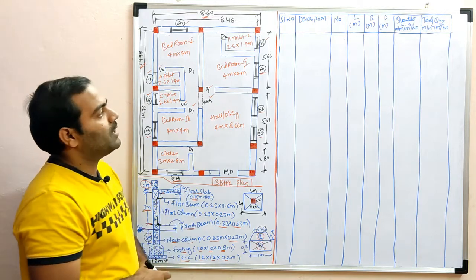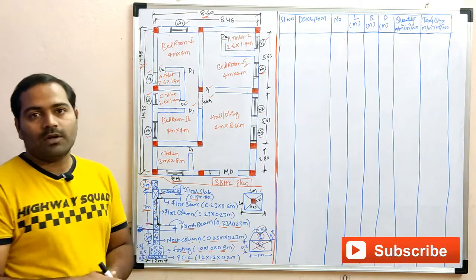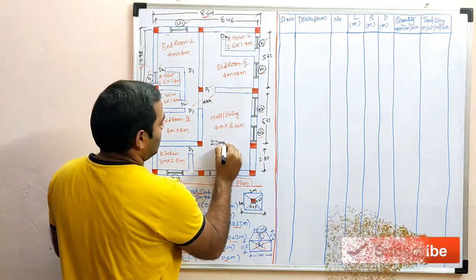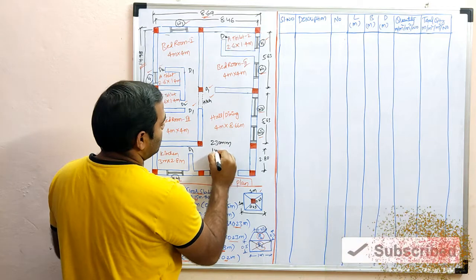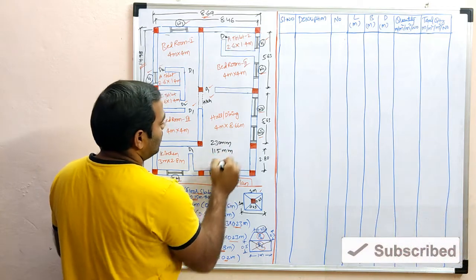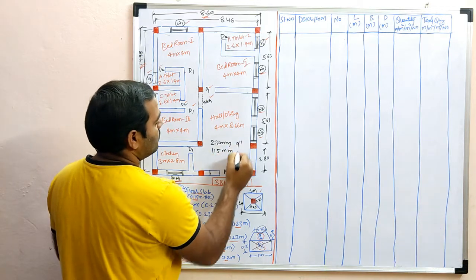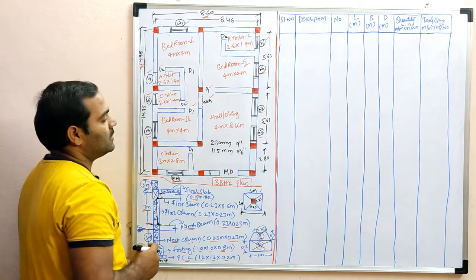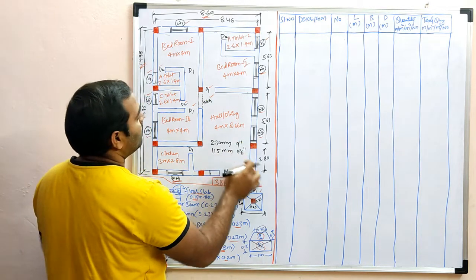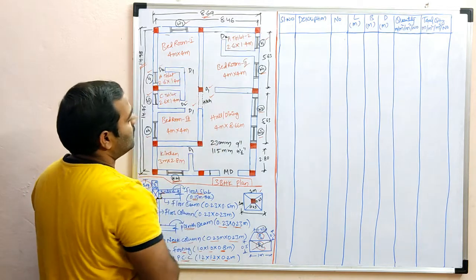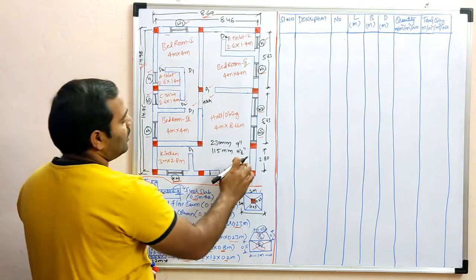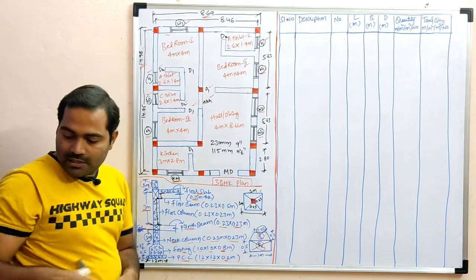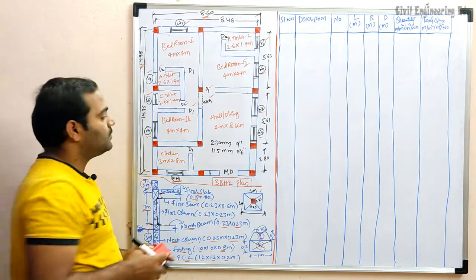In case of brickwork I have taken two different wall thicknesses. The first one is 230 mm and another one is 115 mm. So this is a 9-inch wall and this is a 4.5-inch wall thickness. The 9-inch I have adopted for all the ground floor walls and the 4.5-inch I have adopted for the parapet level. So this calculation we are going to do now.